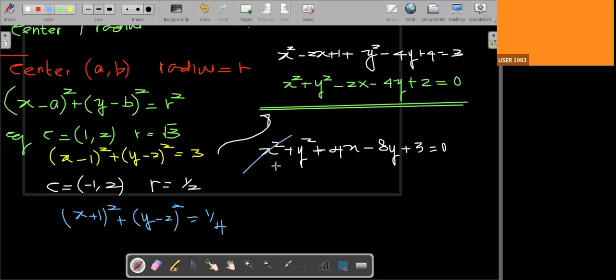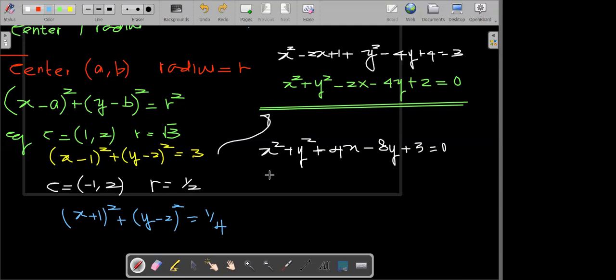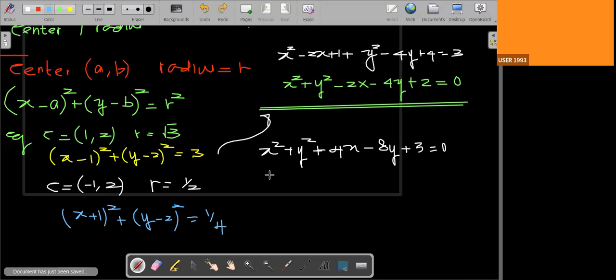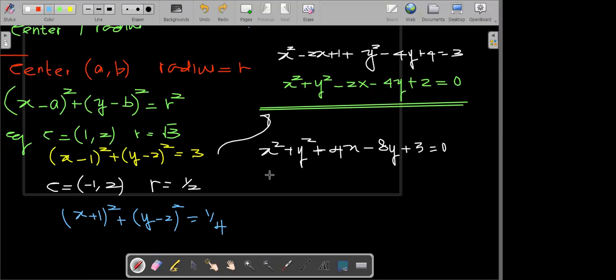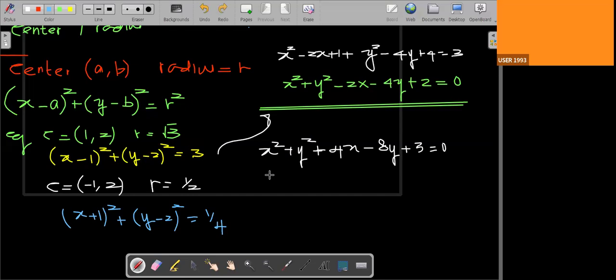We should always make sure that the coefficient of x squared and y squared must be the same. That's the first thing. You get it? Yes, sir. And you must have x squared and y squared, and you can't have an xy term. For example, say here you have 3xy is equal to 0. If you have x and y multiplied together in an equation, then it's not a circle's equation.